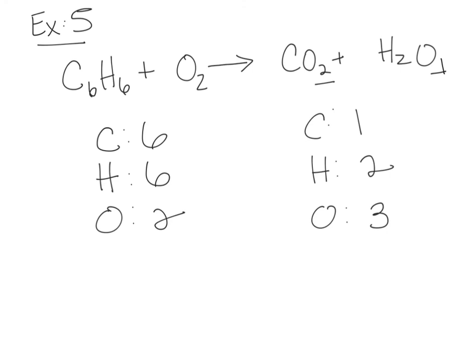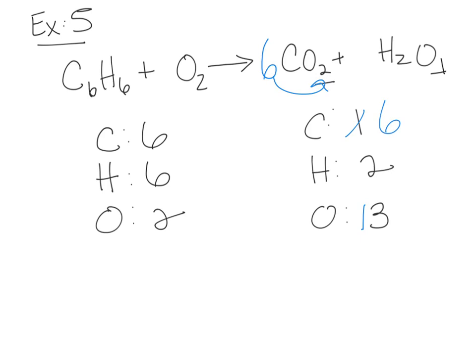So starting with carbon, I have 6 carbons on my left, so that means I want to have 6 on my right, so I'm going to put a 6 as my coefficient in front of carbon dioxide. That's going to change my carbon dioxide to 6 carbons, but it's going to change my oxygen to be 6 times 2 is 12, plus 1 is going to give me 13 altogether.